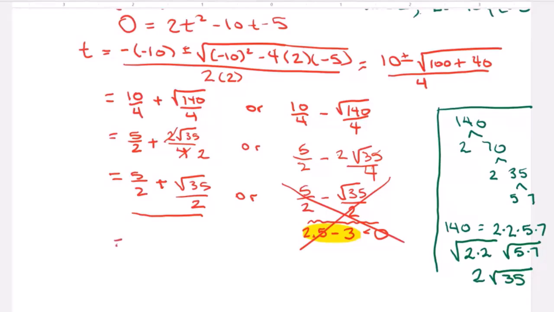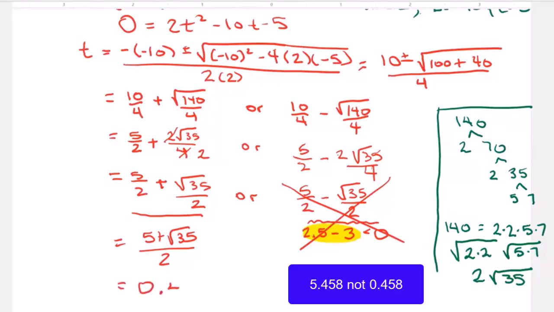So I can just rewrite this as 5 plus the square root of 35 divided by 2. This would be my precise answer, like if anybody said to you, I want to know exactly, I don't want you to round it, then that would be it. Rounded, 0.458, and our time is in seconds. So that's how long it's going to take this ball to fall to the ground.